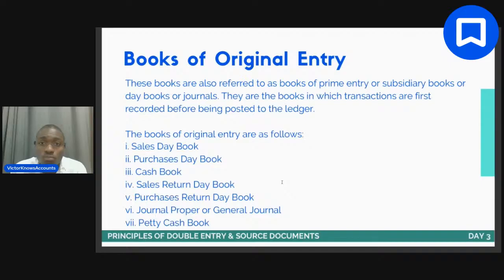So the relevant source document is the sales invoice that is issued to the customer. But don't forget that the sales invoice has been issued to the customer, which means you actually do not have it.